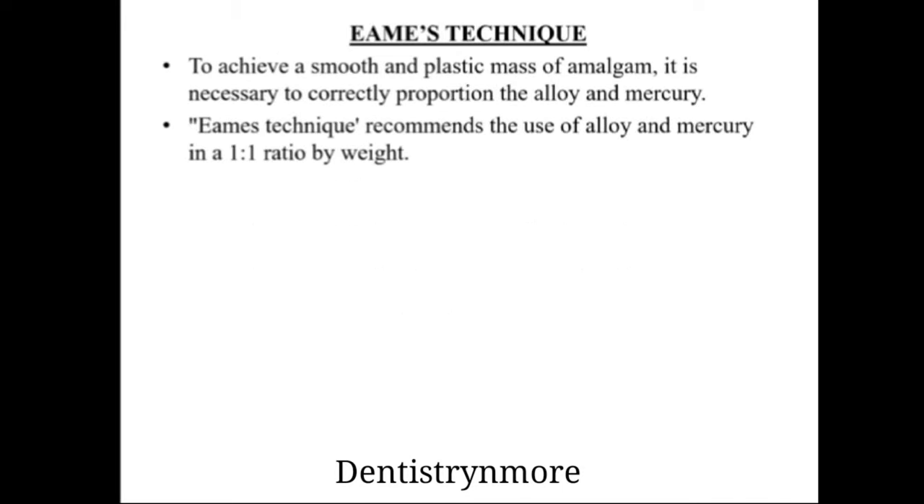Next one is Ames technique. To achieve a smooth plastic mass of the amalgam, it is necessary to properly proportion the alloy and mercury. In the Ames technique, they recommend the use of alloy and mercury in the ratio of 1:1. So this value is very important, 1:1 ratio.